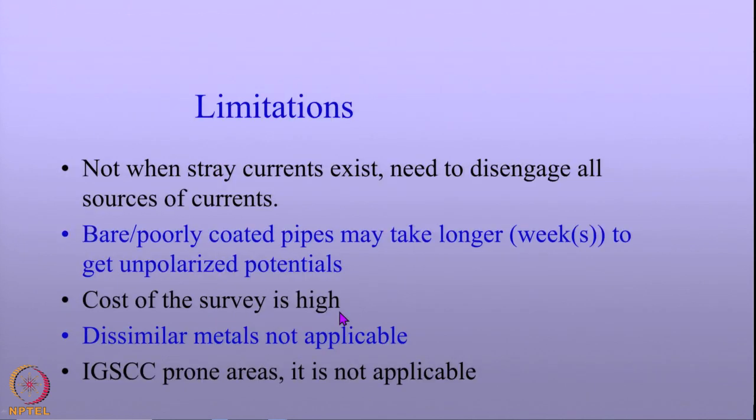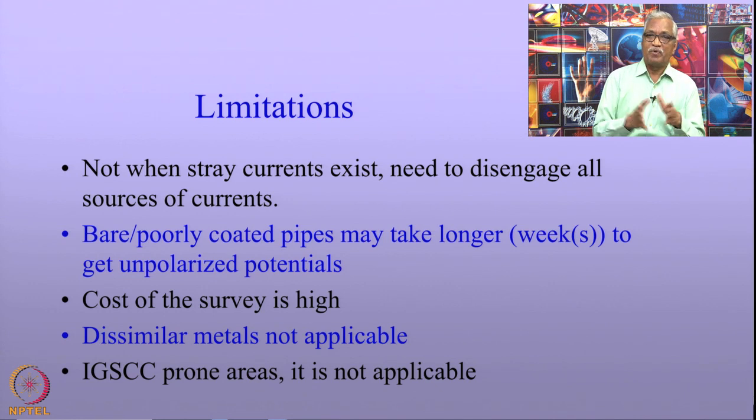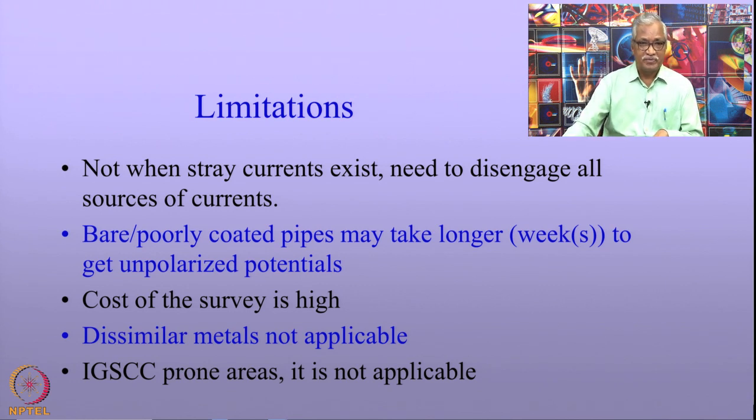Some of the problems associated with this technique are: you need to disengage all the sources of current, as you do in the case of off potentials as well. And since you need to allow the pipeline to reach its natural potential, which is called the unpolarized potential, it may take sometimes a week, maybe longer, that may not be practical in many situations. You might turn off your own structures, but if there are surrounding structures which are cathodically protected, it is hard to switch off cathodic protection for all the structures. Moreover, the cost of the survey is quite high.